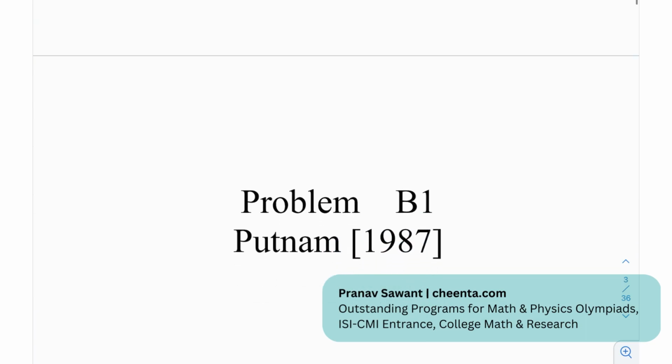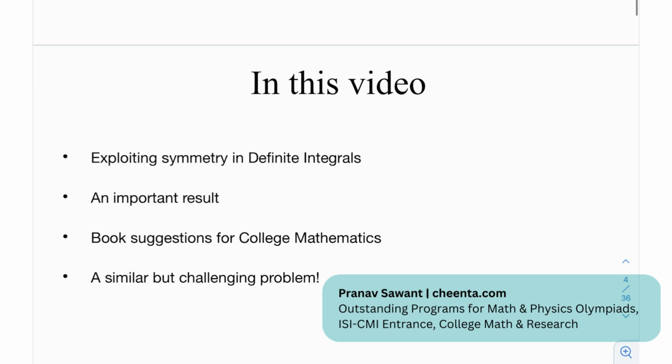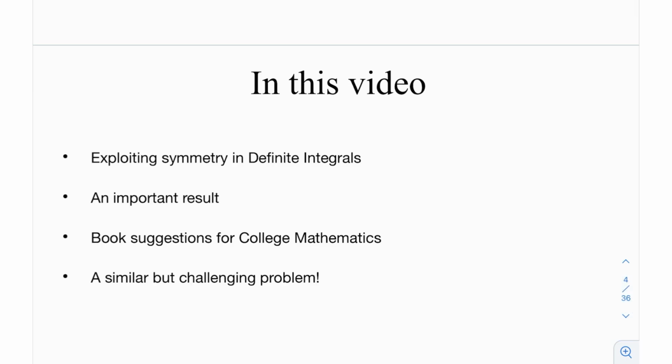So this is problem number B1 from the Putnam exam in 1987. In this video, we're going to talk about how we can exploit symmetry in definite integrals. Then we have a very important result, or rather an idea or a problem solving technique that you should keep in mind when doing definite integrals. Then we have some book sessions of college mathematics, and at the end, a somewhat challenging problem.